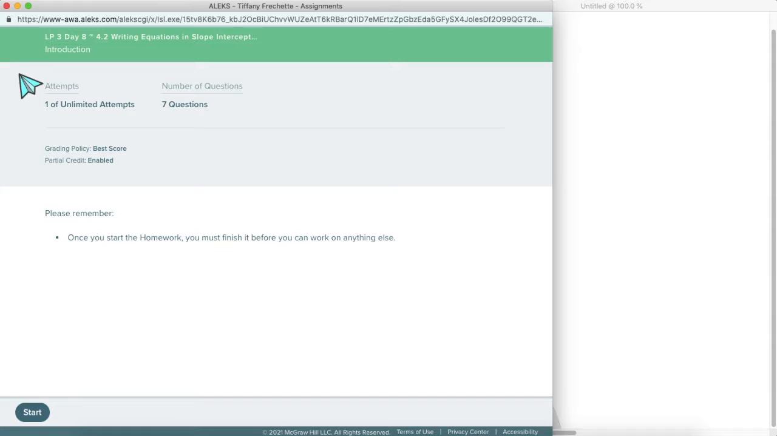The first thing when you log in to your homework is you will see a due date. Teacher Preview just doesn't give me a due date for mine. The second thing that we will all see here is the attempts. So I'm on attempt number 1 of unlimited attempts.